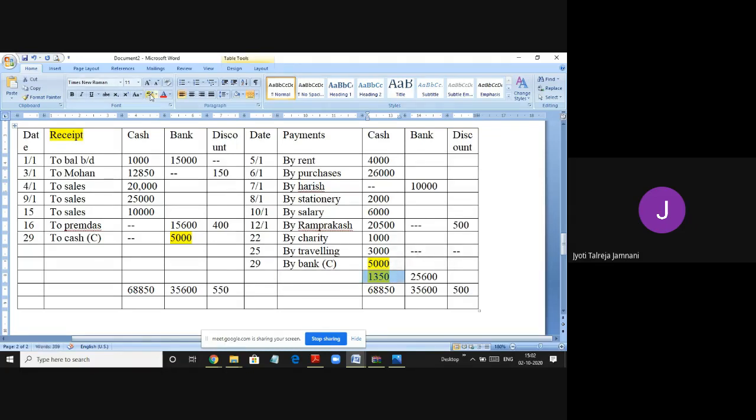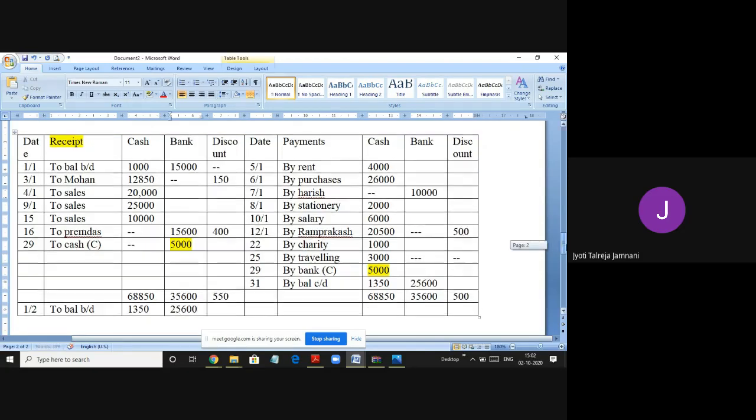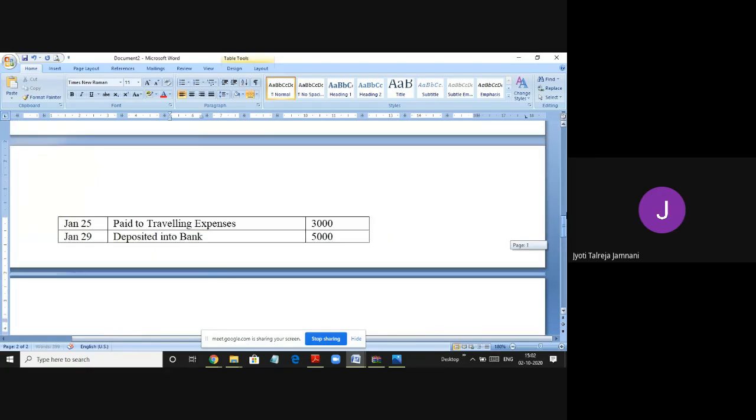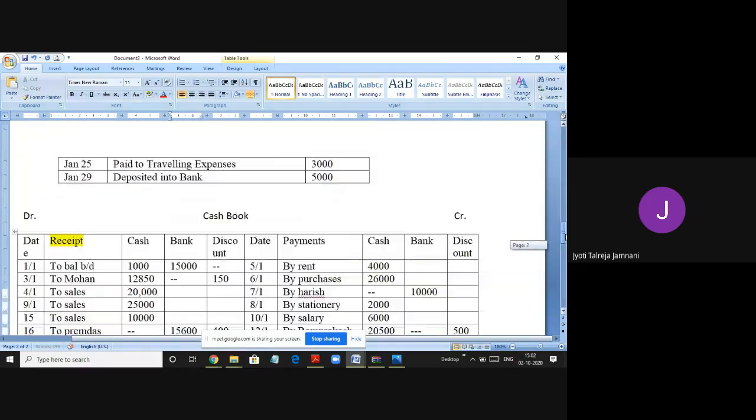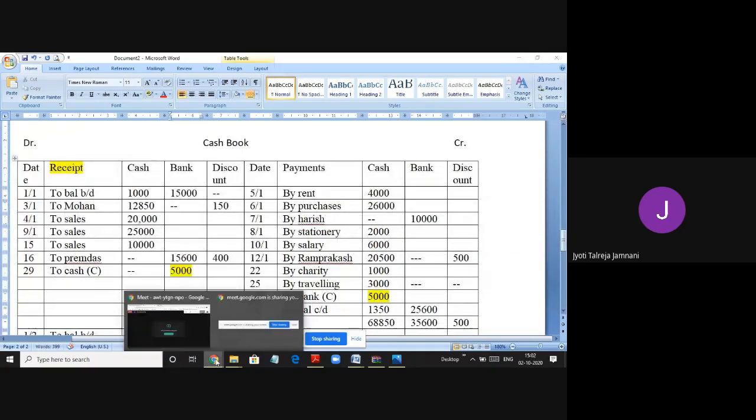And what we write when we get the balance? We write by balance. Carry it down. And on the other end, and this would be on the last date. So last date of the month is 31st Jan. And on the other end, the first date of the next month, we write to balance brought down 1350 and 25,600. So this is how you will have to solve the problems on cash book. In the upcoming classes, we will have some more sums. These were the two basic sums to make you understand the logic. I hope that was clear.